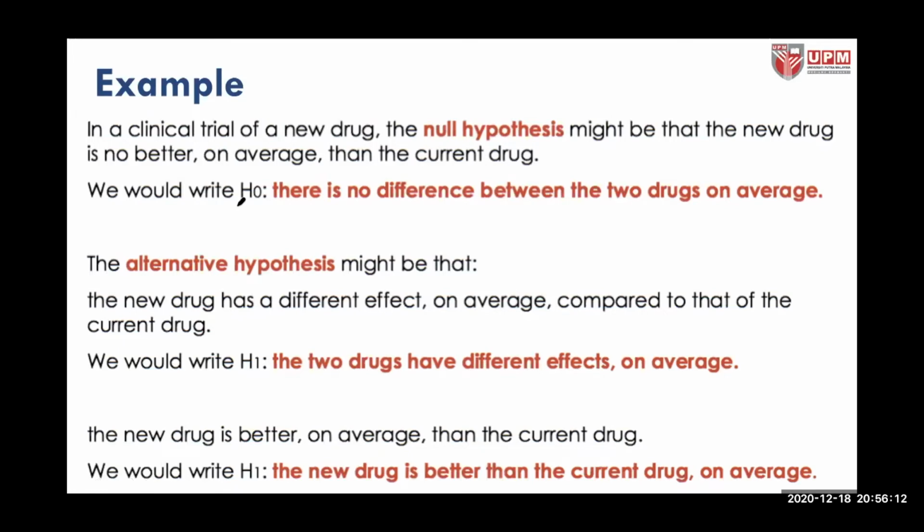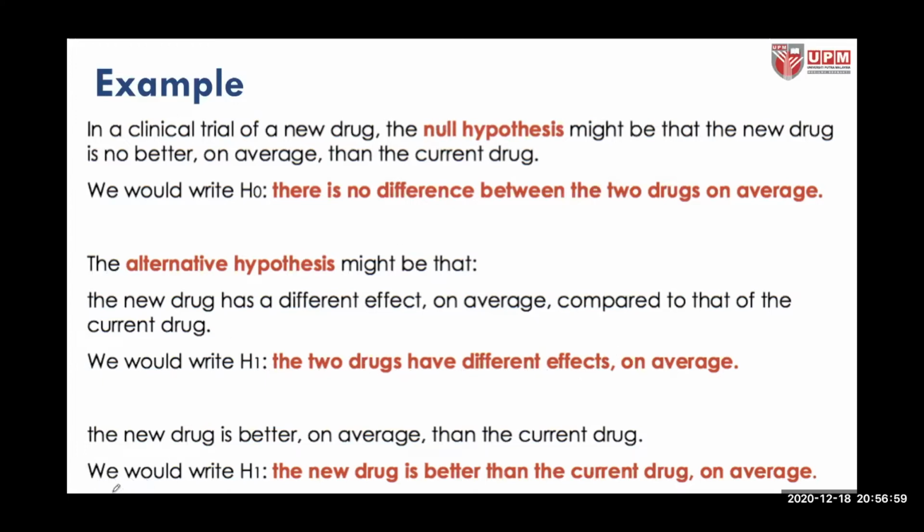For example, in a clinical trial of a new drug, the null hypothesis might be that the new drug is no better on average than the current drug. So we would write H naught, or null hypothesis: there is no difference between the 2 drugs on average. That is our null hypothesis. The alternative hypothesis might be that the new drug has a different effect on average compared to that of the current drug. We would write the alternative hypothesis as the two drugs have different effects on average.